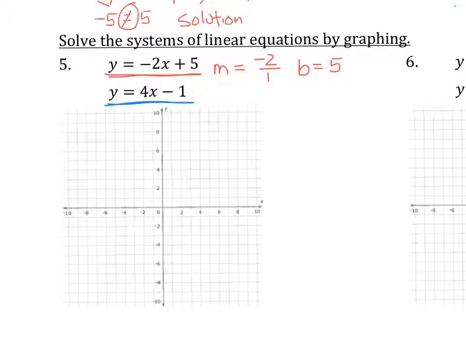So remember, b is where you begin. So I'm going to start at 5 on my y-axis. That's my y-intercept. And then m is where you move. So top is rise, bottom is run. So rise down 2 over 1. Down 2 over 1. Down 2 over 1. And it is actually pretty important on these problems to put as many points on the graph as you can. You'll see why in a second. Okay, so there's my first line.